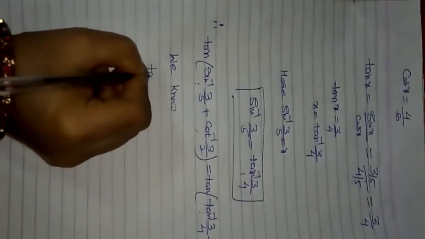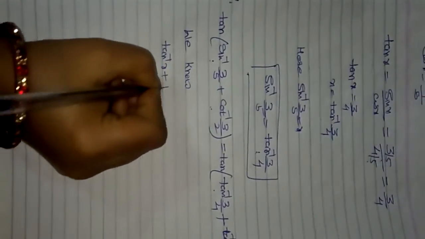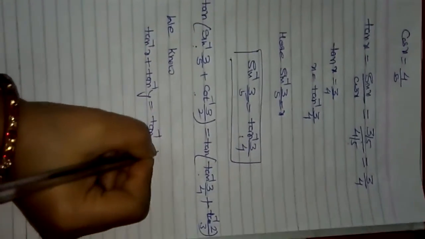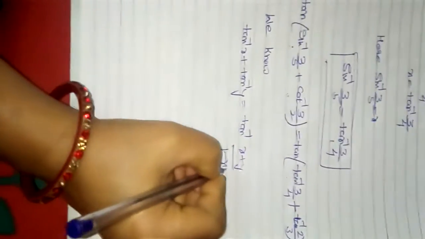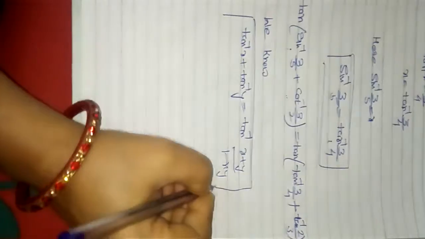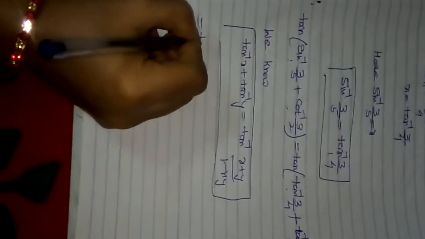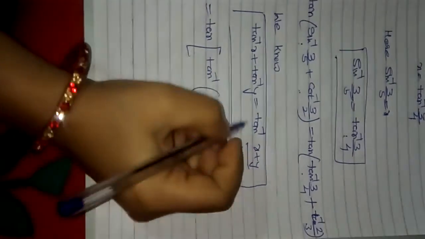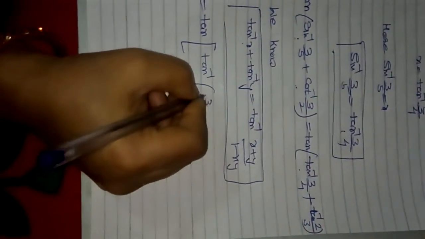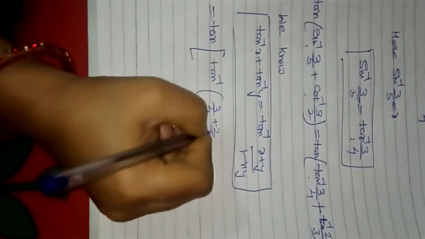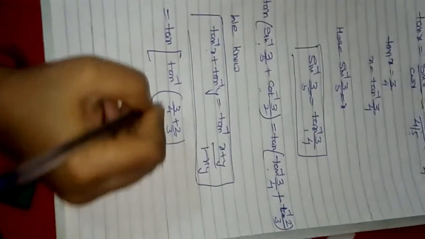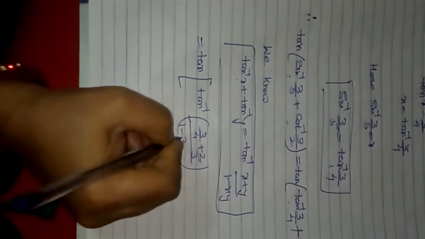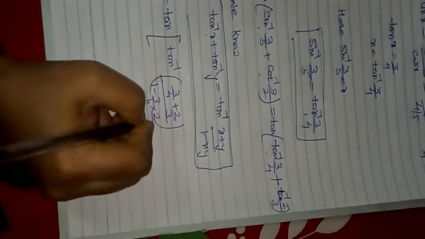We will use this identity: tan inverse x plus tan inverse y is equal to tan inverse of (x plus y) over (1 minus xy). This is the formula we will use here. So it will come tan of tan inverse, in the place of x we will write 3 by 4 plus 2 by 3 as y, upon 1 minus 3 by 4 into 2 by 3.